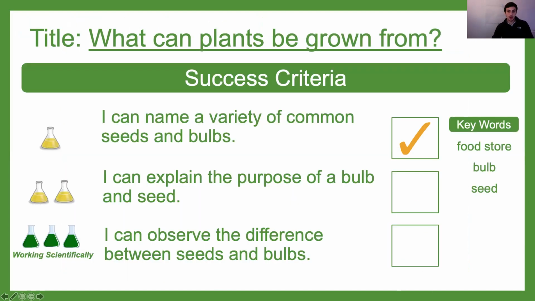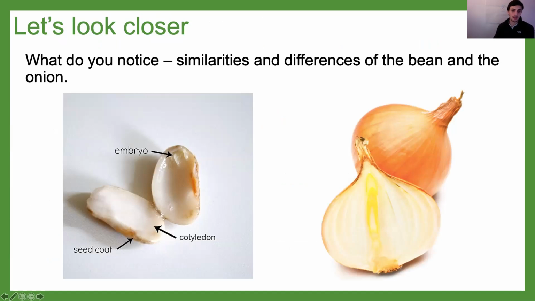Okay, so we've named a variety of common seeds and bulbs. We've explained the purpose of a bulb and seed and the different ways that plants grow from them. So let's have a closer look. What do you notice? What are the similarities here between the bean and the onion?